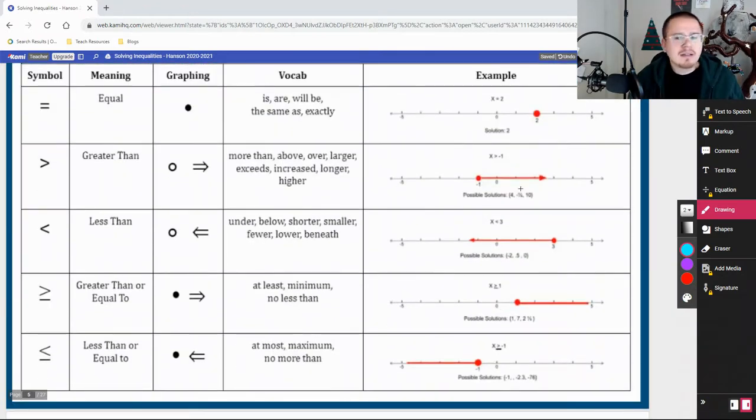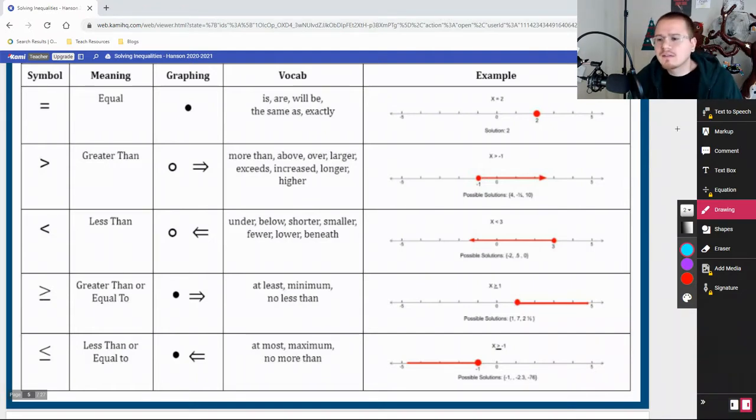All right, this might be a little fuzzy. So we've got just the symbols of equality and inequality. Equal sign. We got all the different meanings, what they look like on the graph. So sometimes you'll have a closed circle, an open circle. The direction: greater than, you go to the right, less than, you go to the left. Different vocab words, so you may see it read differently. These are all good. And then an example.